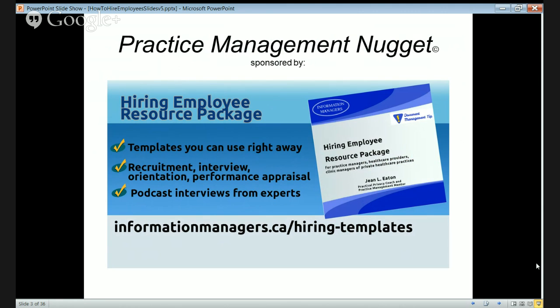We have put together for you a hiring employee resource package. And on the website, informationmanagers.ca/hiring-templates, we have the ebook for you about the document management tip, Hiring Employees Resource Guide. When you purchase the resource guide, you have access to the Microsoft Word templates that you can quickly customize for documents for your practice. Today we're going to talk about the types of documents that are available to you in the resource package and take you through those steps one by one.